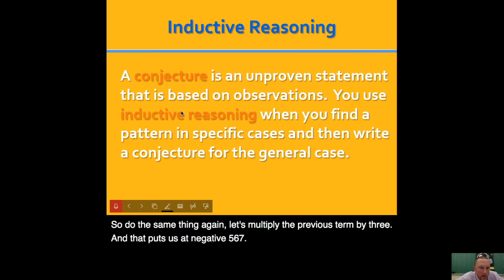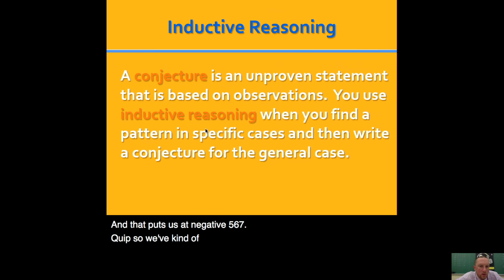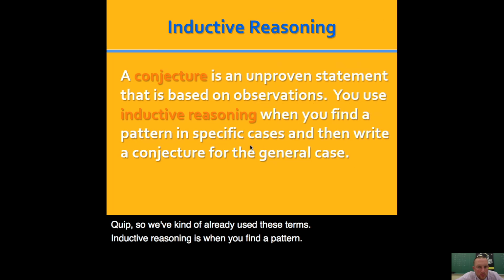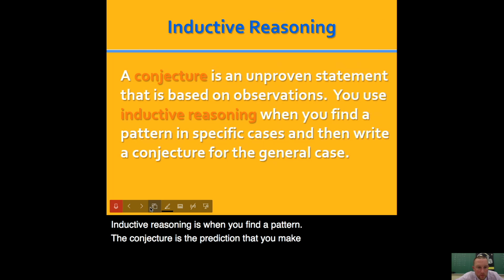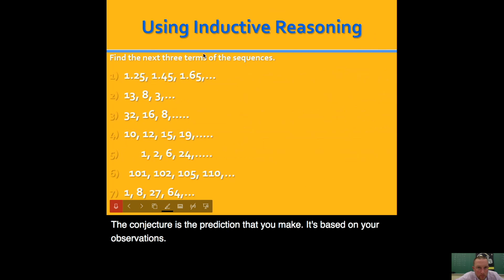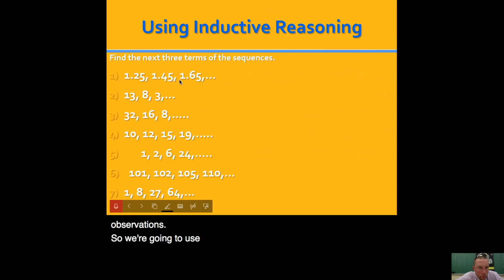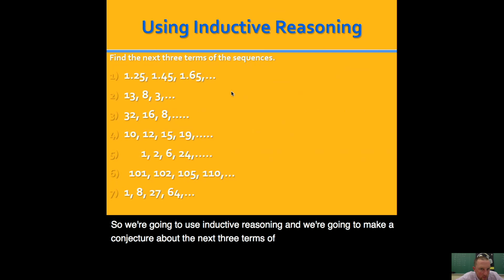Okay, so we've kind of already used these terms. Inductive reasoning is when you find a pattern. The conjecture is the prediction that you make. It's based on your observations. So we're going to use inductive reasoning, and we're going to make a conjecture about the next 3 terms of these sequences. So use inductive reasoning first. What is the pattern?